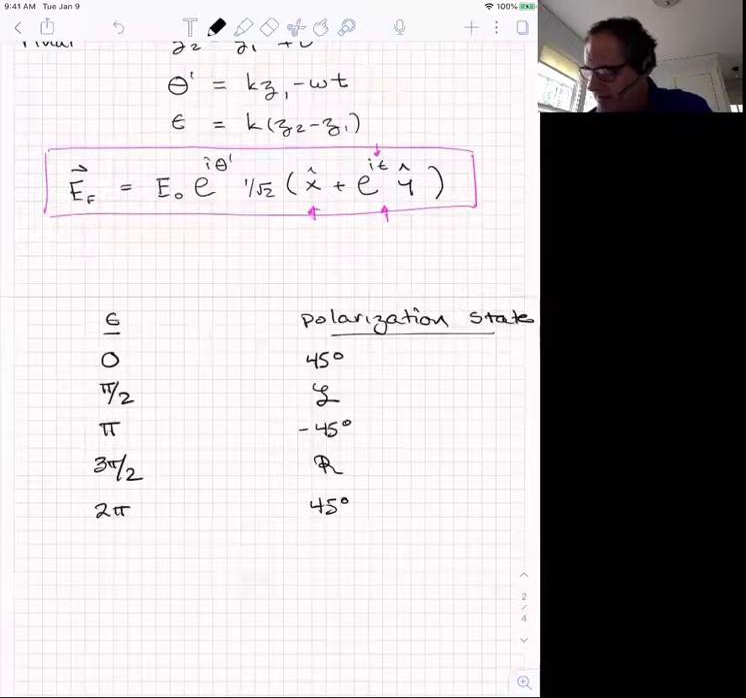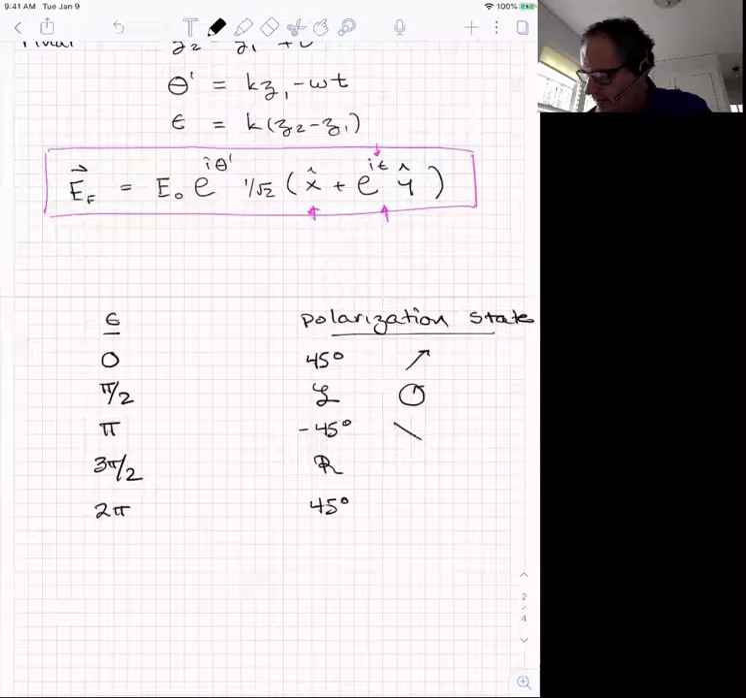We can draw arrows to represent these different polarization states. That one, this one, minus 45 degrees, right circularly polarized, and then back to the initial state.